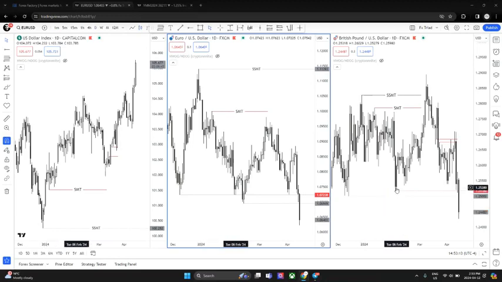A new premium and discount was created. Just as when the Great British Pound had a failure swing here and there was bullish SMT, price went to this high, and this became the range of premium and discount. This became the low. So whenever we had a failure swing again here and there was SMT again, obviously the price expanded because this was actual discount, just as this is actual premium.